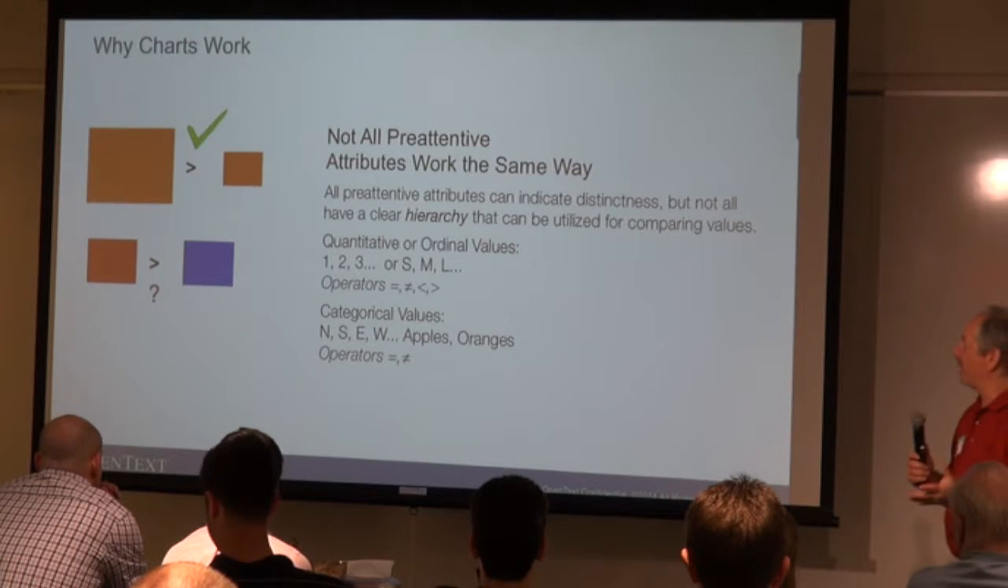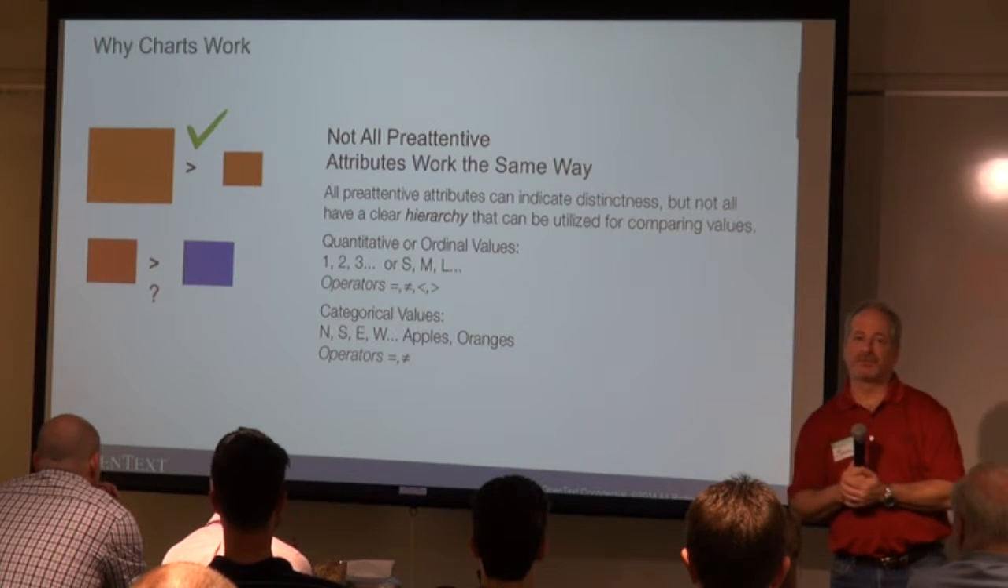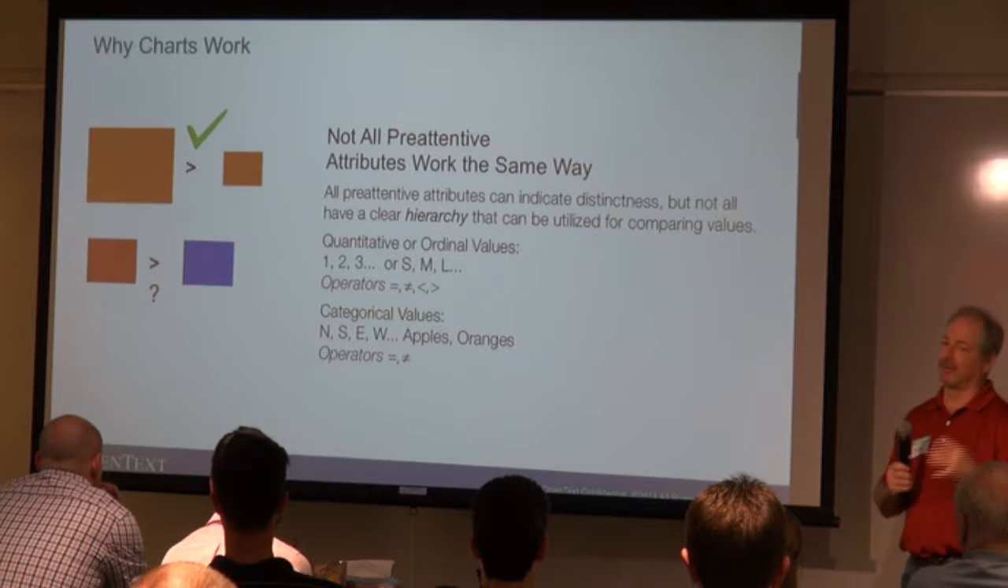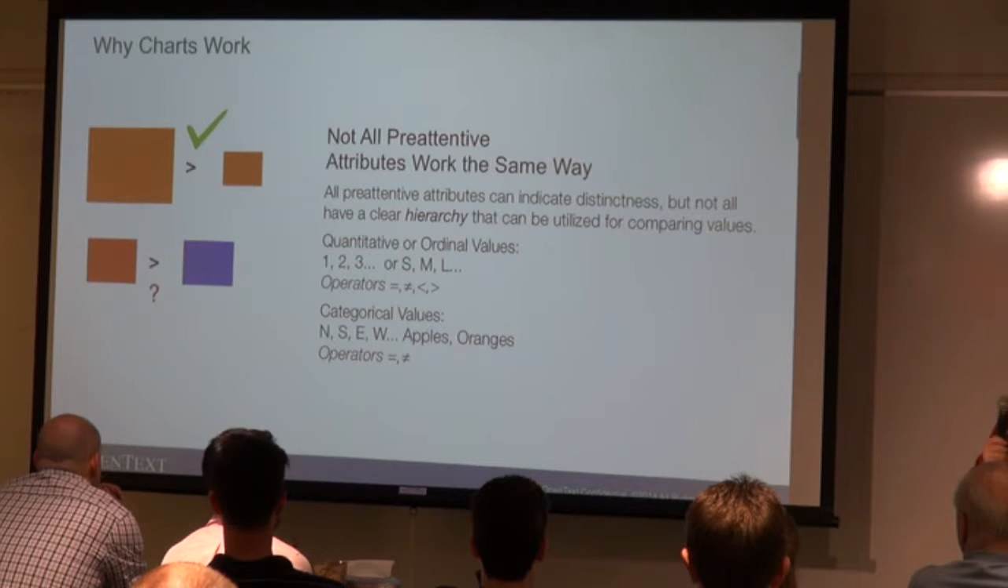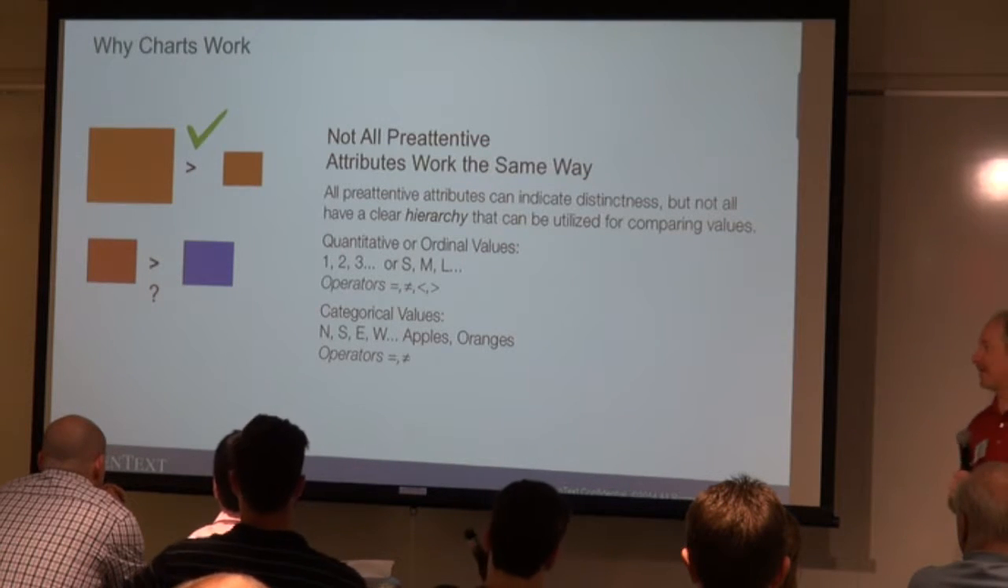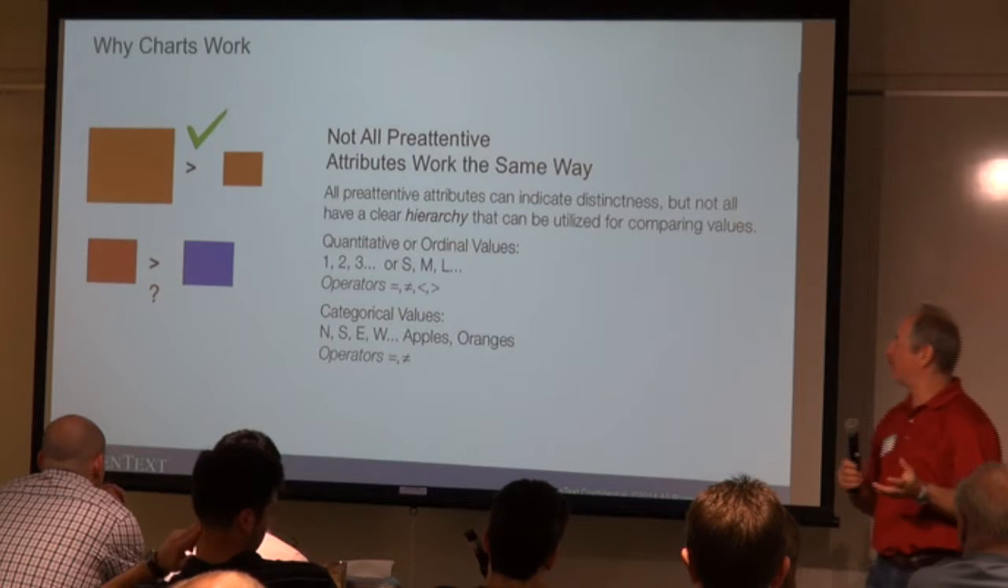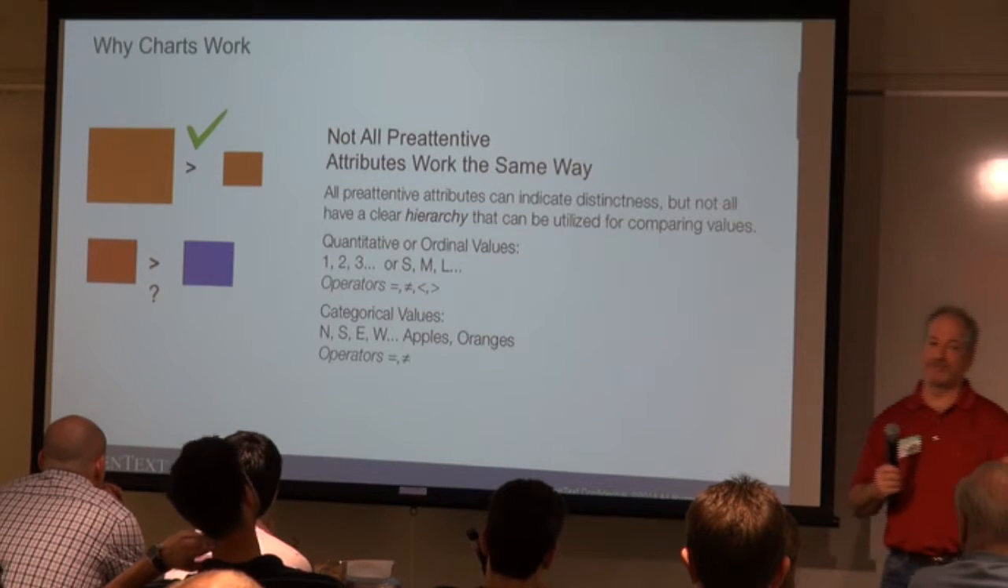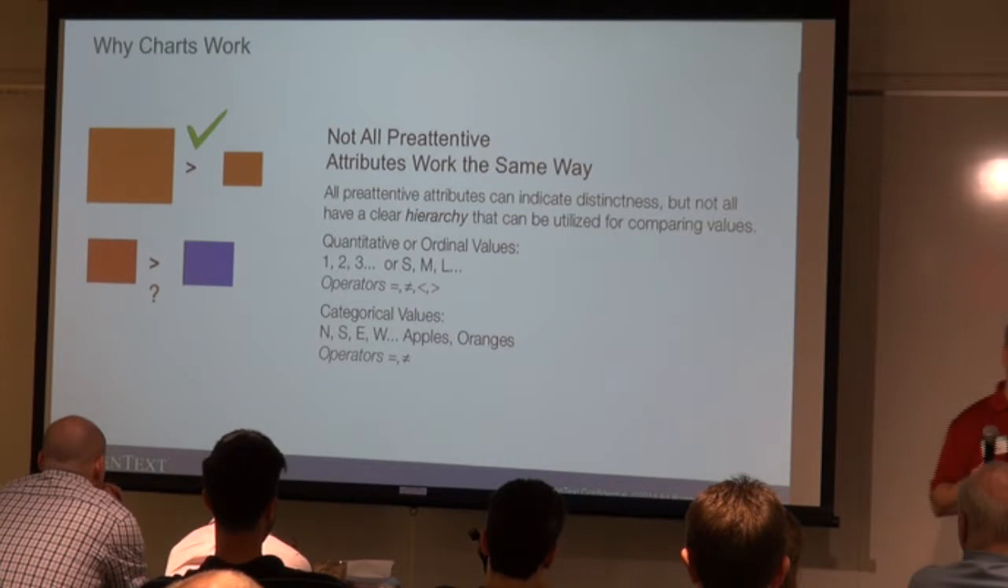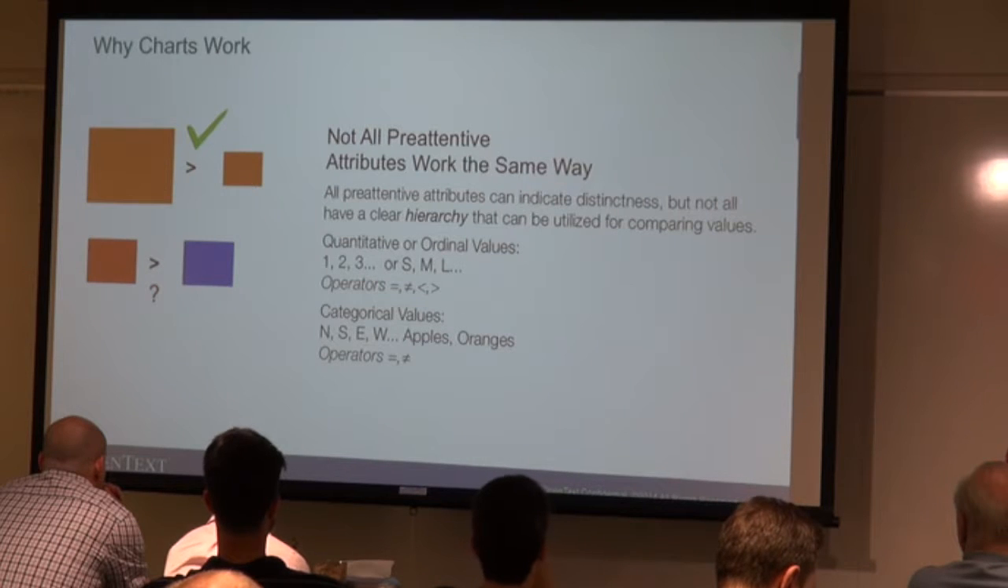Another important point of it, not all pre-attentive attributes work the same way. A larger square is greater than a smaller square. Is red greater than blue? Probably don't know, right? That might or might not be the case. So there's two types of pre-attentive attributes. One is quantitative. So 1, 2, 3, 4, small, medium, large, so things are bigger than something else.